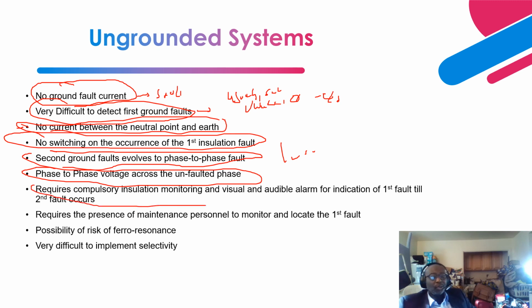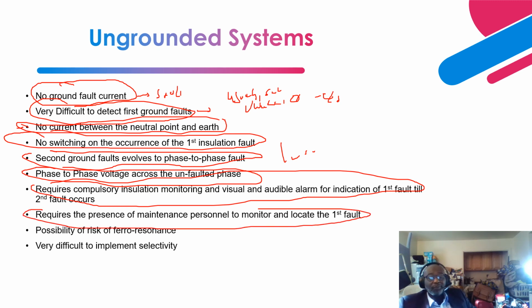It also requires compulsory insulation monitoring for the first fault until the second fault occurs. Like I mentioned, if the operator does not take any action based on the first fault indication and a second fault occurs, that can be disastrous. It also requires the presence of maintenance personnel to monitor and locate the first fault. Usually they have a portable fault detector that they use to identify pulses; the fault emits pulses. That's how they are able to locate the fault.